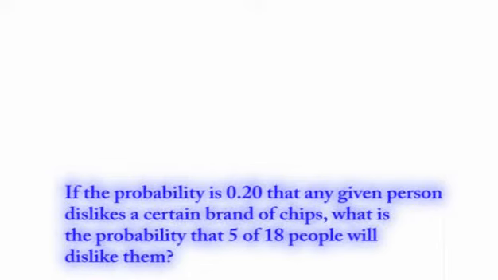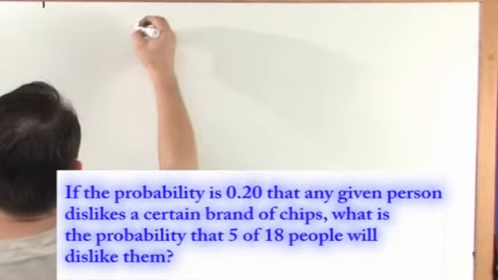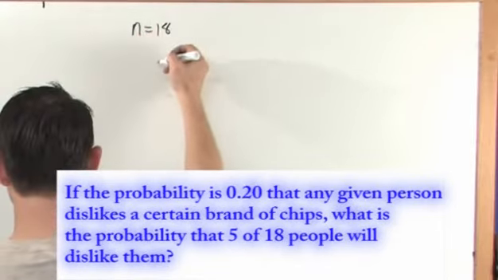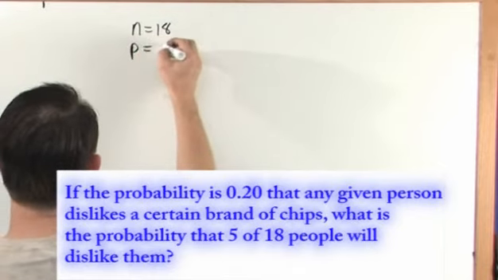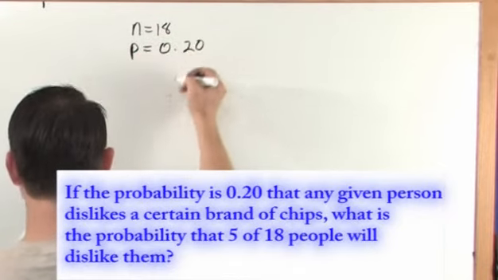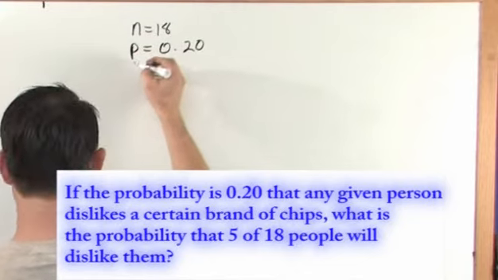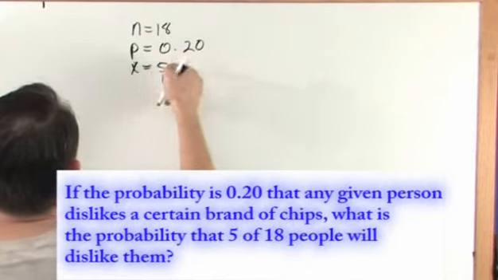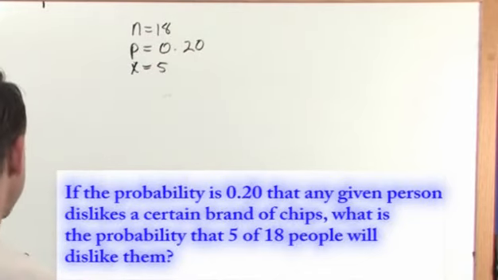But if the table is cumulative, which you'll just have to figure out for yourself with your particular book, then you're going to have to do a little bit of subtraction. In that case, n is equal to 18 and the probability of success is 0.20, which is what we're saying for this problem, and x is equal to 5, that's 5 of 18 people dislike the chips, and those are my parameters.